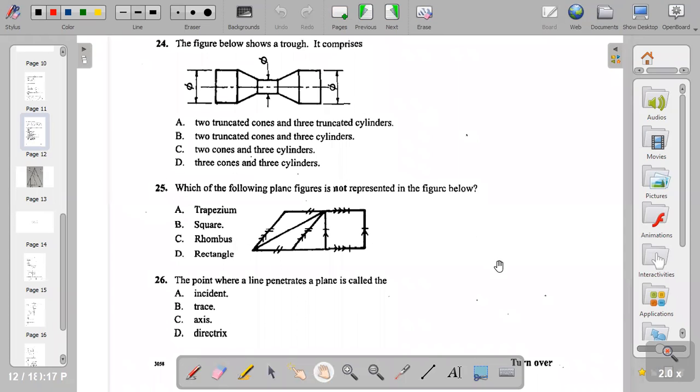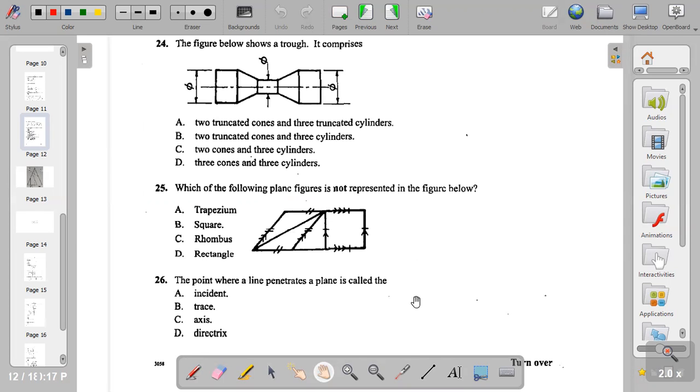Which of the following plane figures is not represented in the figure below? A, trapezium. We have a trapezium. B, square. There is a square. C, rhombus. We have a rhombus. D, rectangle. Do we have a rectangle? No. So the correct answer to question 25 is D. I move on to question 26.